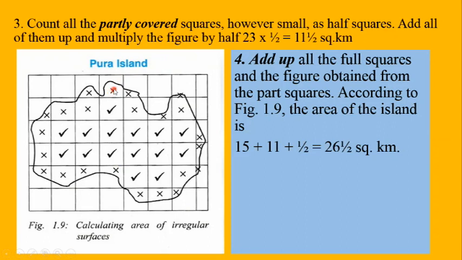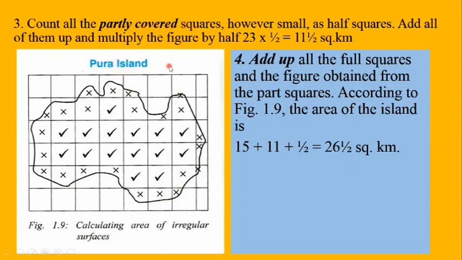So like this, 1, 2, 3, 4, 5, 6, 7, 8, 9, 10, 11, 12, 13, 14, 15, 16, 17, 18, 19, 20, 21, 22, 23. We had started from here. So these are 23 partly covered squares of Pura Island.